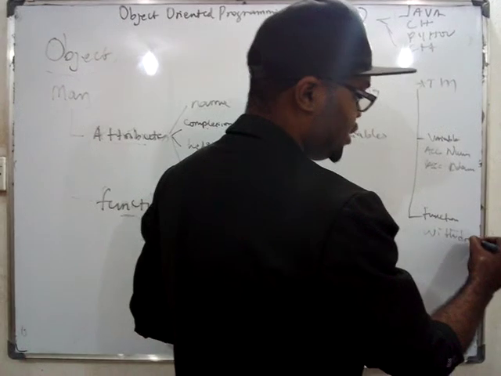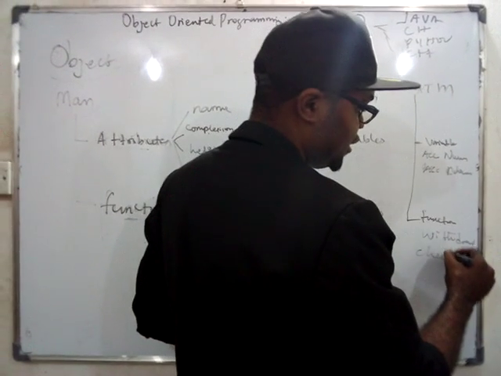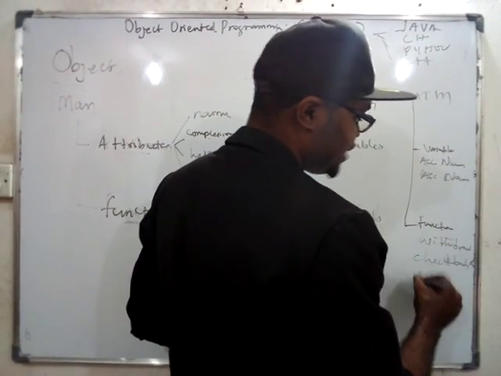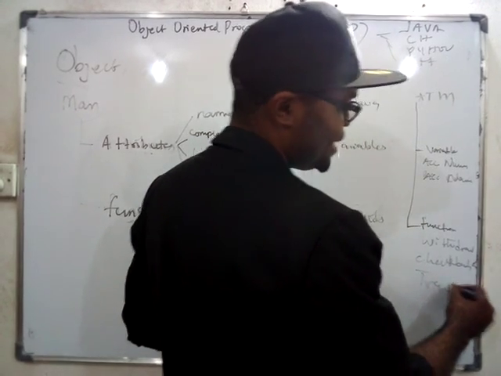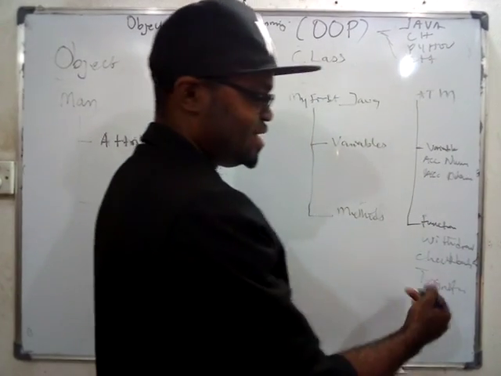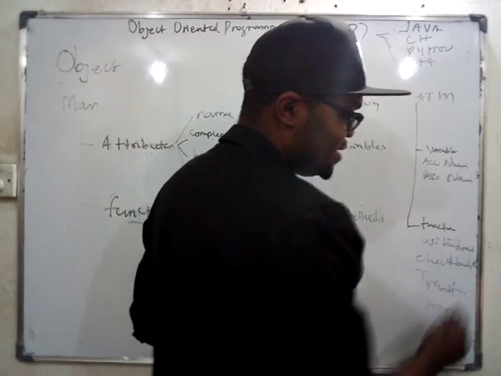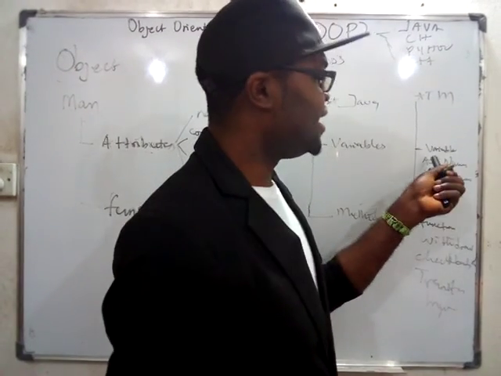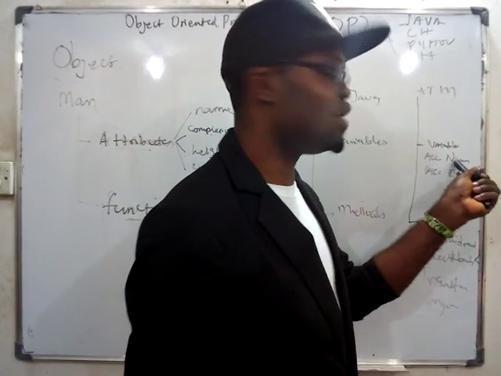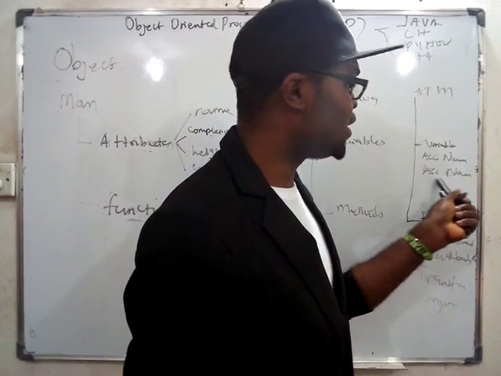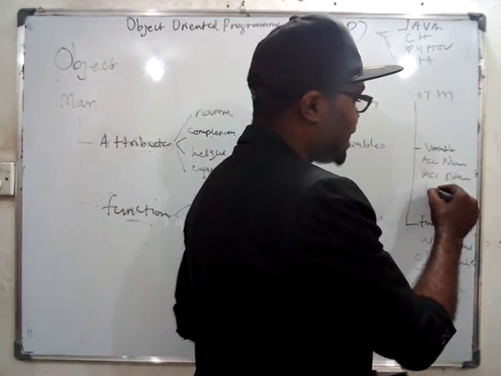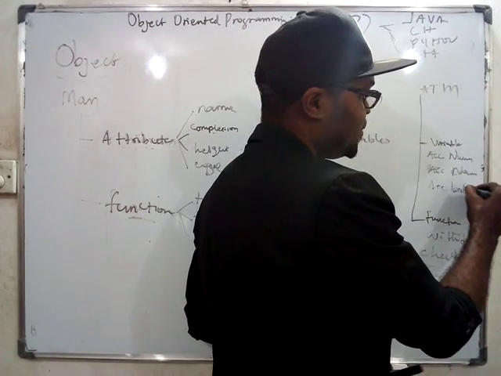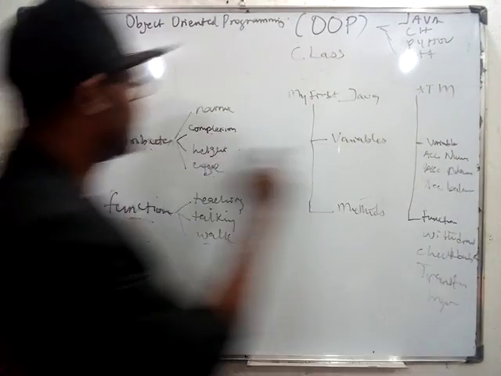Whereas the functions of an ATM machine are to withdraw cash, check balance, transfer, and inquiry. So these are the functions of the ATM machine. But for you to access any ATM, you need to have an account number, account name, and account balance. Those are the variables.